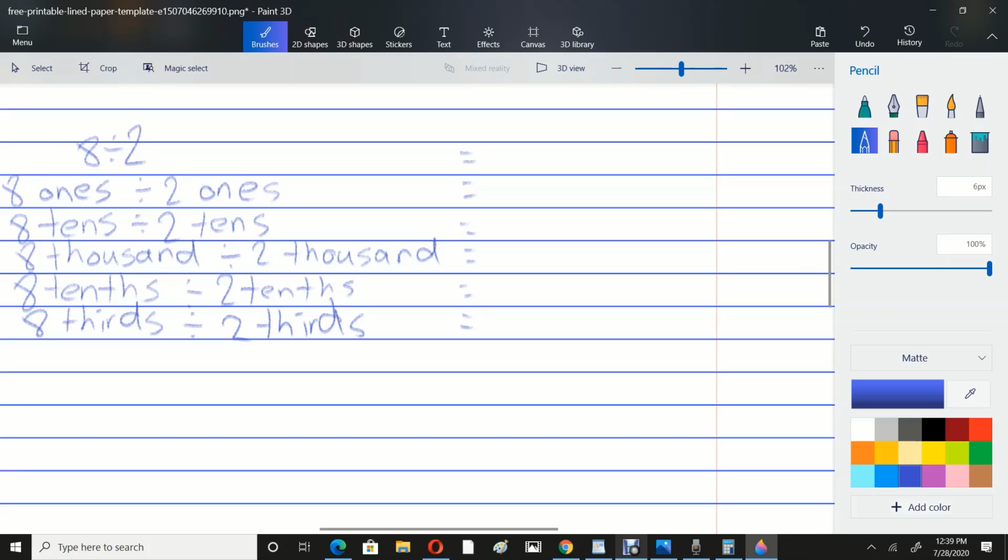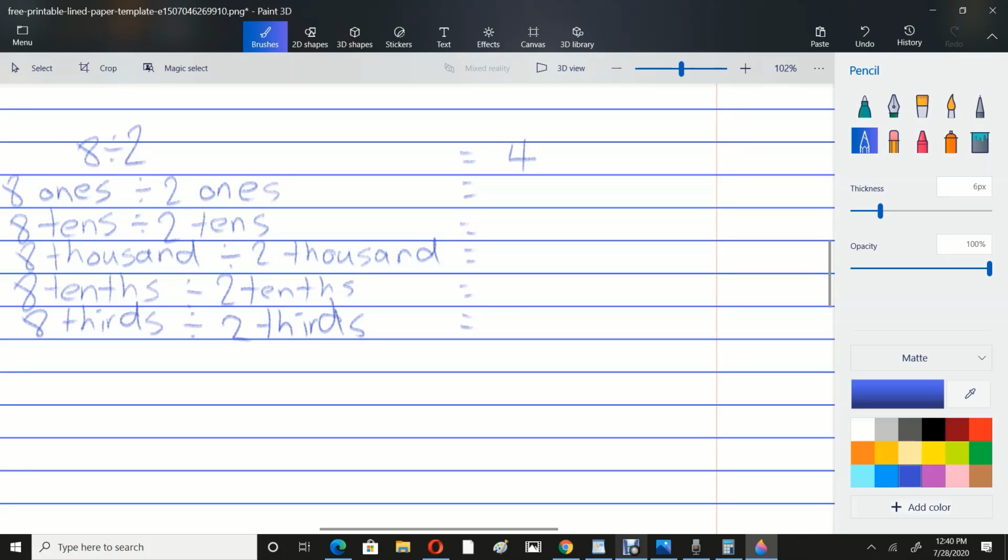We have 8 divided by 2. Well, I know my basic math facts, and 8 divided by 2 is 4. Just dividing 8 by 2, right? We can go back and do a visual example of this, but 8 divided by 2 is 4.